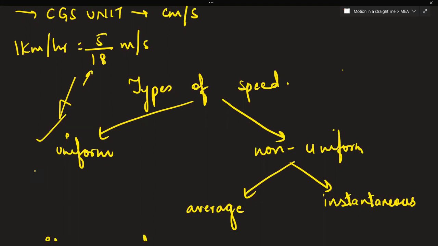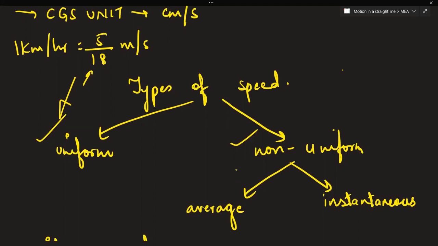For uniform, the best way to remember is: uniform means the same amount is changing. If the initial velocity is, let's say, 5 meter per second, then throughout it will be 5 meter per second. But when we are talking about non-uniform, it is changing. Now it can also be of two types, average and instantaneous.